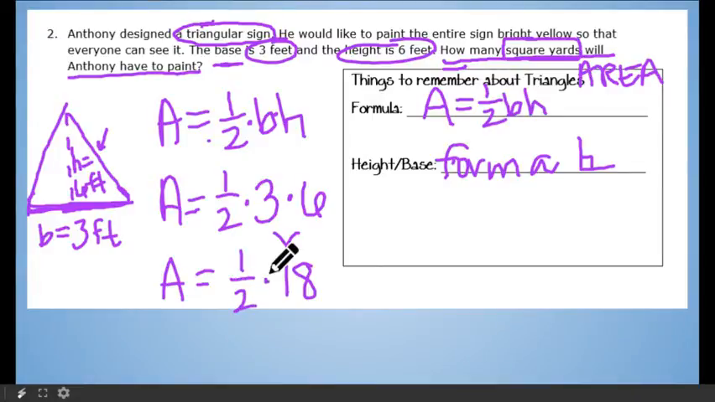Now we have 1/2 times 18. Multiplying something times a half is the same thing as dividing it by 2. So you could think of it as 1/2 times 18 and actually multiply the fraction, or you could just ask yourself, what's half of 18? Well, I know that half of 18 is 9, so the area is 9 square feet.